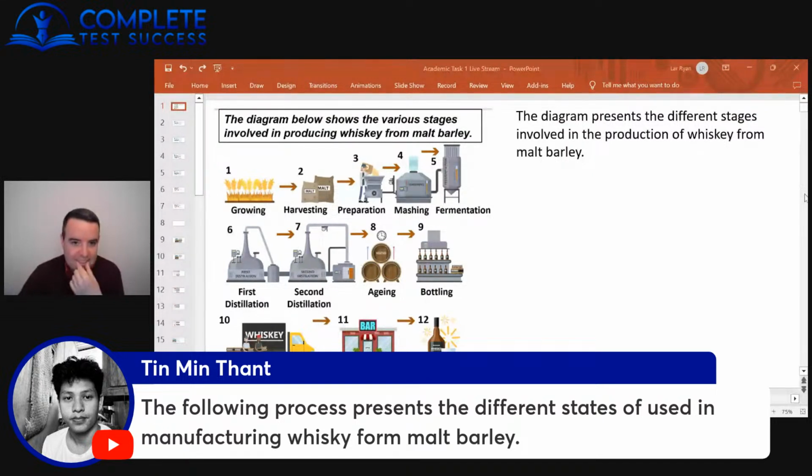The different states, state is not the same as stage. The different stages, and then remove of, the different stages used in manufacturing whiskey, and you've misspelled from, F-R-O-M, from malt barley.